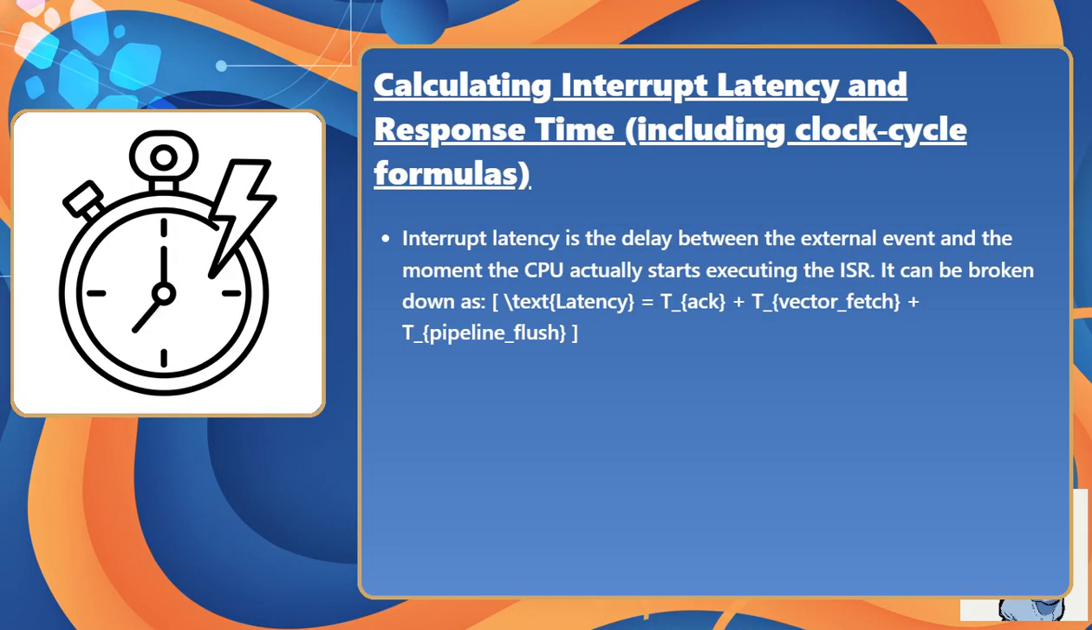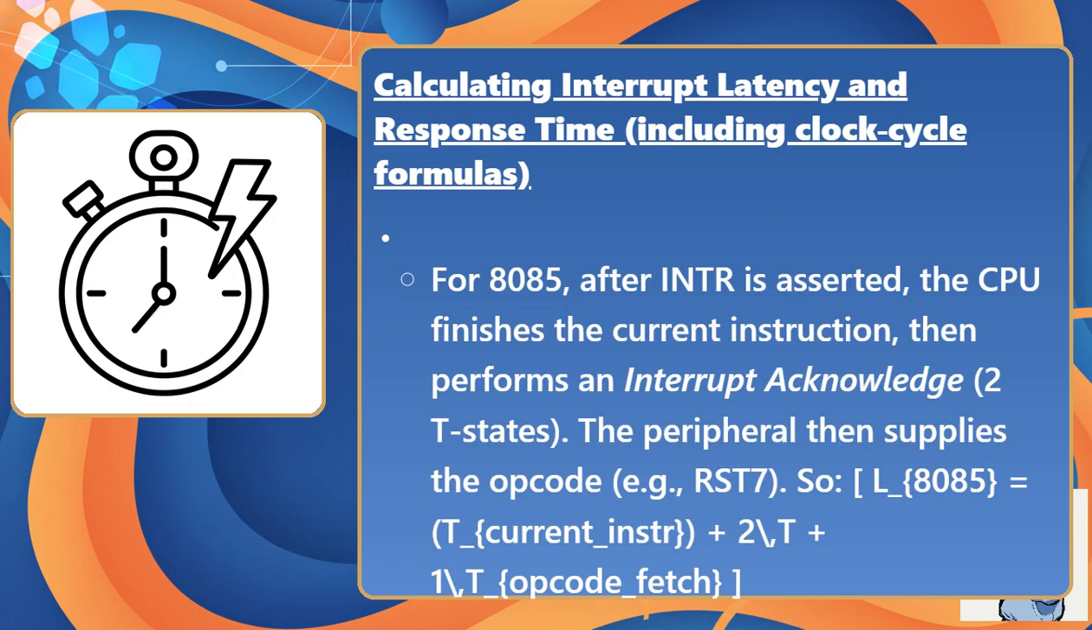Interrupt latency is the delay between the external event and the moment the CPU actually starts executing the ISR. It can be broken down as latency equals T_ACK plus T_vector fetch plus T_pipeline flush. For 8085, after INTR is asserted, the CPU finishes the current instruction, then performs an interrupt acknowledge, 2T states. The peripheral then supplies the opcode, for example RST7. So L_8085 equals T_current instruction plus 2T plus 1T opcode fetch.